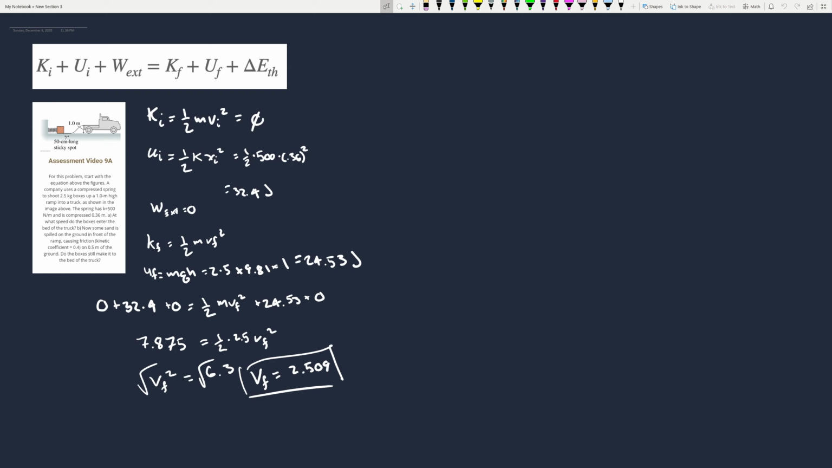So that's pretty simple, way easier than if we were to use kinematic equations. We'd have to use multiple equations and multiple values, and it's just a whole mess. The question then further asks us if it can enter the truck even if it experiences friction from sand on the ground. We can basically do the same thing. We already have some values. All we need to do is add in the external work, which is still going to be 0.